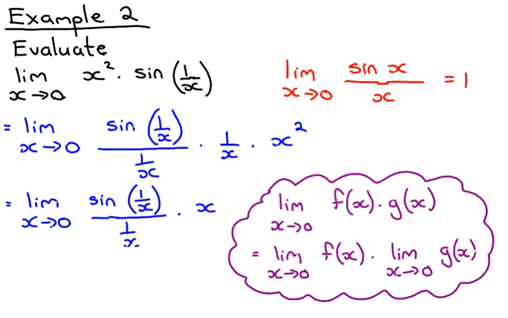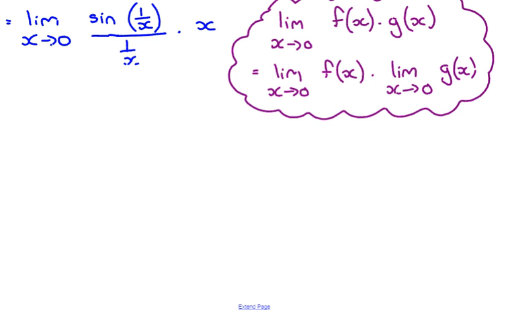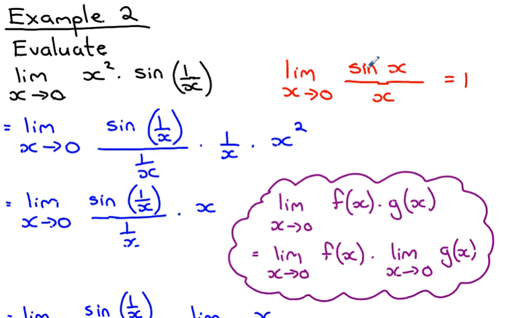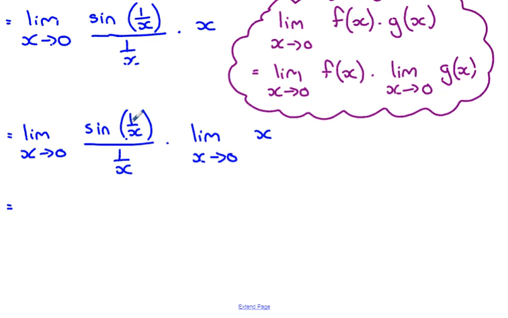So here, scroll down a bit to create some more space. What I have is the limit as x tends towards 0 of sine 1 over x over 1 over x, multiplied by the limit as x tends towards 0 of x. Now we know from that limit up there that the limit of my first factor is going to be 1, times the limit of x as x tends towards 0. I just replace that x with 0, which is 0. So 1 times 0 is 0. So overall my limit is 0.